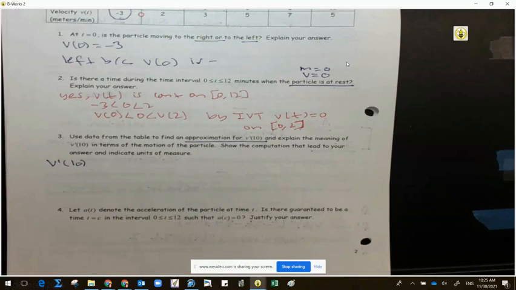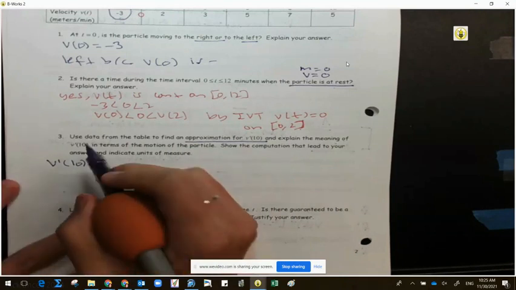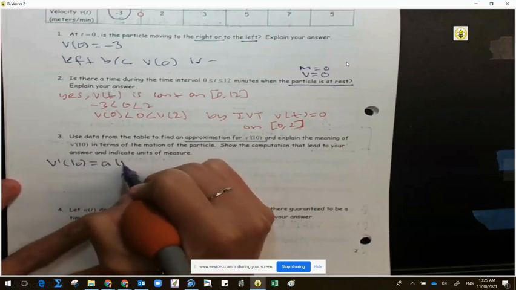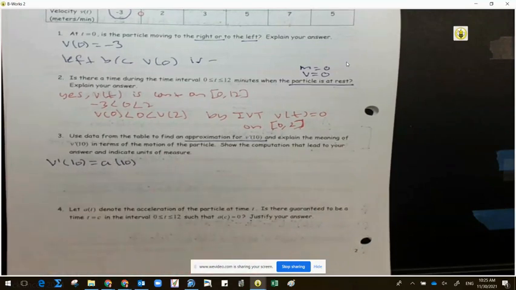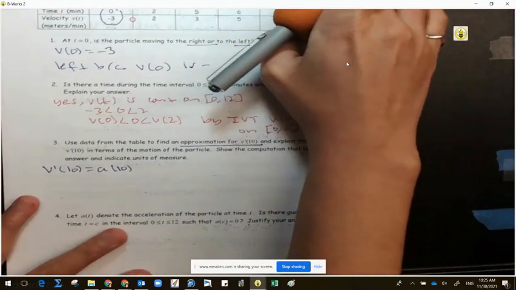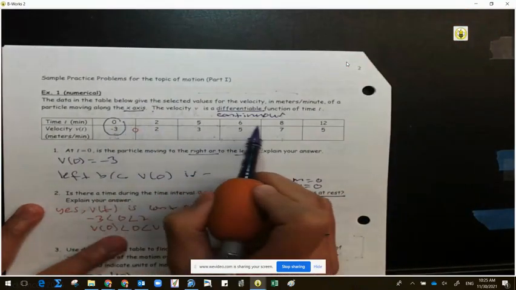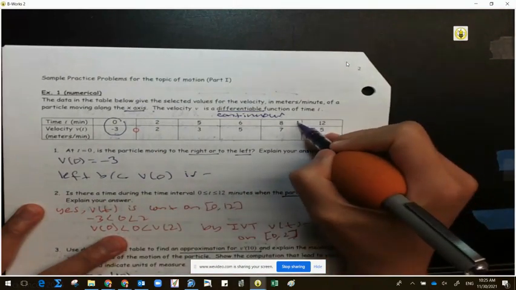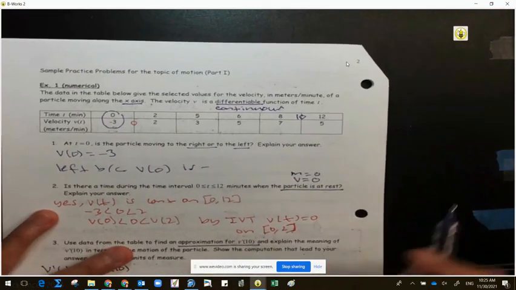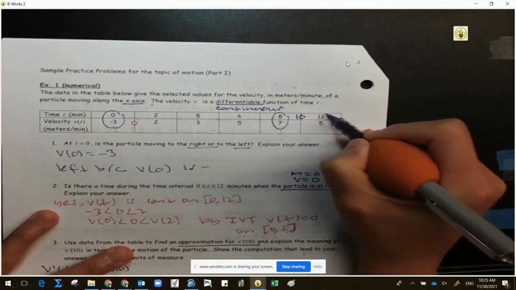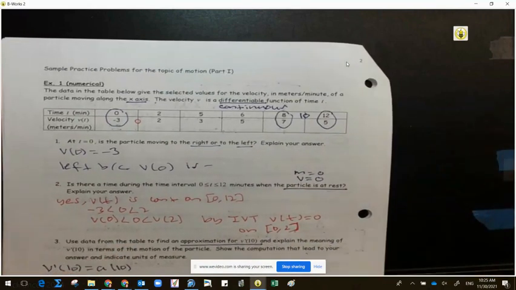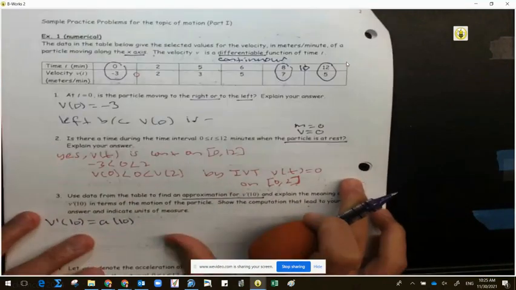Isn't V prime of 10 basically the acceleration? So let's write on here A of 10. To find the approximation of the acceleration, we need to first figure out where my 10 is on our t values. So when I go across, I know my 10 has to be somewhere in between. And that's why we're just approximating. It's not exact.